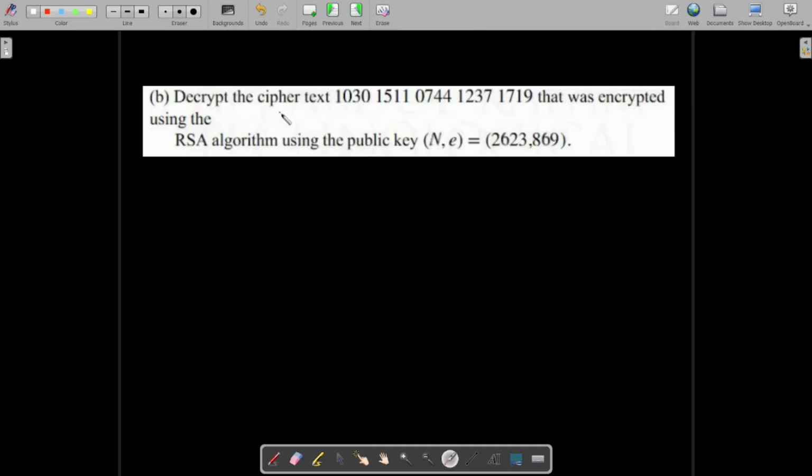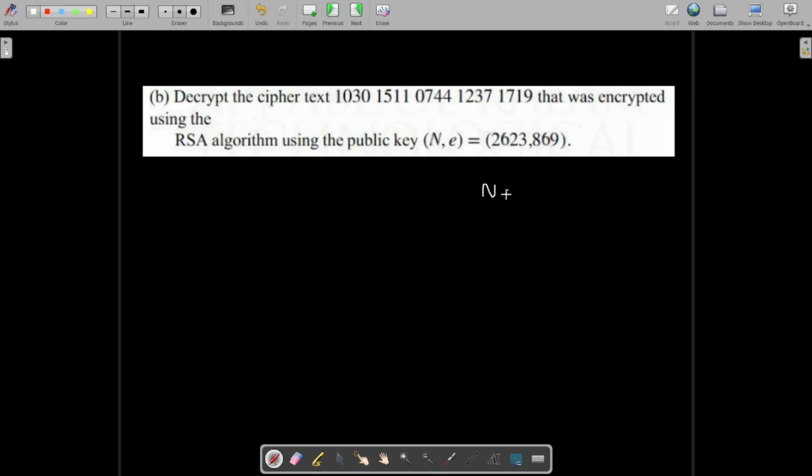Now let us discuss a question from your model question paper provided from KTU. The question was: decrypt the ciphertext, this one, that was encrypted using the RSA algorithm using the public key N, E equal to 2623, 869. So let me remind you about the RSA algorithm.